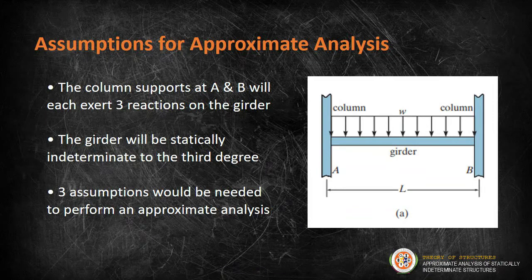Since both ends of our girder are connected to the columns and both are fixed, each of these will have three reactions. Now, using the equations of equilibrium, which we have three, leaves us another three unknowns. So we have three extra unknowns. That is why the girder will be statically indeterminate to the third degree. So we need three assumptions in order for us to perform an approximate analysis.